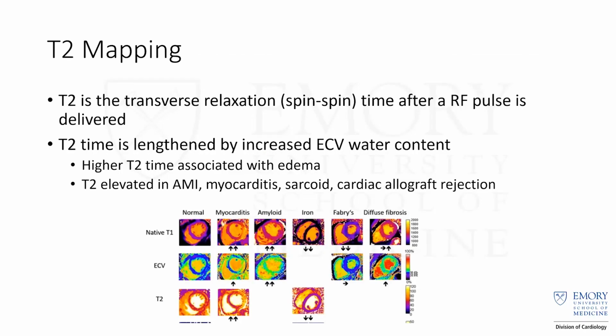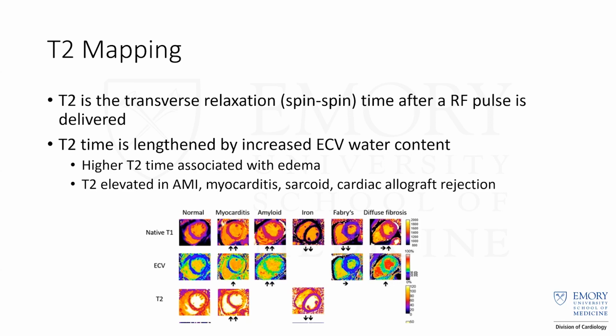T2 mapping. This is the transverse relaxation time. It's just something else that you can measure after that radio frequency pulse is delivered. The T2 time is lengthened by something that increases your extracellular volume water content, so we think about this as basically edema. T1 is looking for fibrosis, and with T2 you're looking for edema.